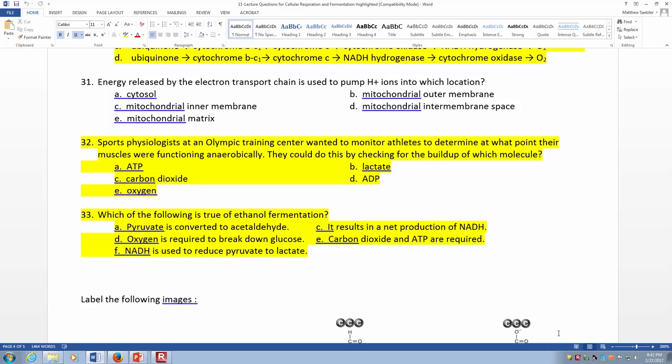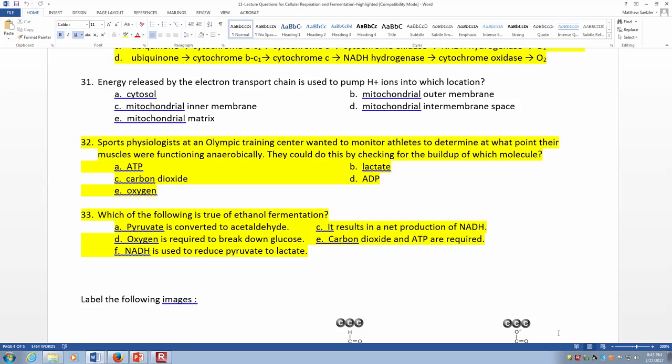C is not true because you don't get any net production of NADH, because all the NADH that you produce in glycolysis gets regenerated into NAD+. And then E, carbon dioxide and ATP are required, so that's not true. Well, is ATP required? Yes. For what part? Right, glycolysis. The energy investment phase of glycolysis does require ATP, but carbon dioxide is not required. It's a product of the pathway, so it's not a requirement.